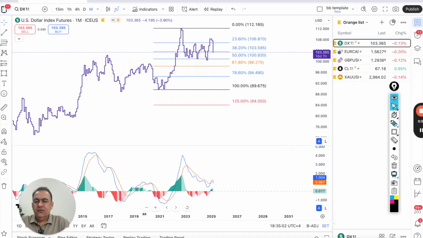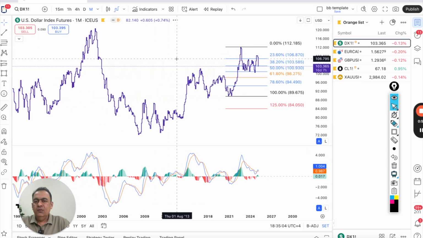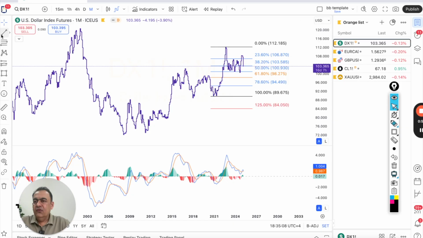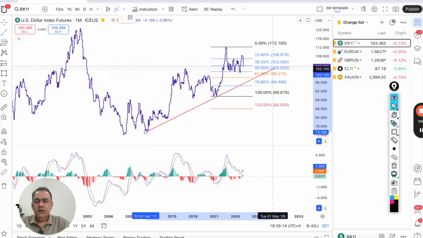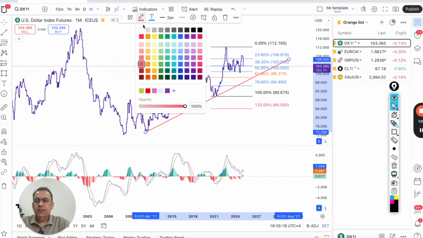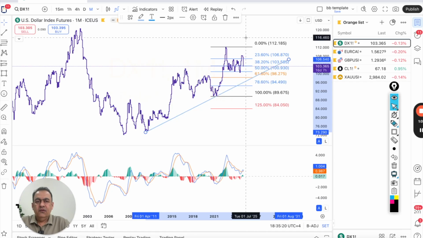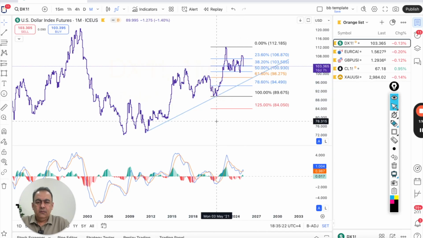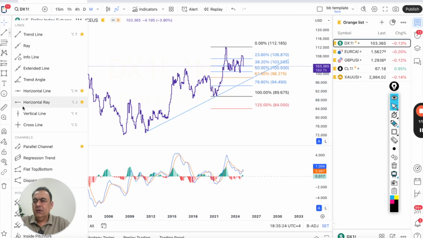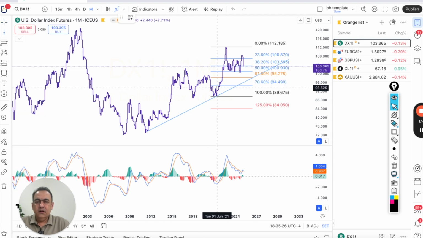Okay, so fib retracement applied. I'll zoom out and I'll also apply the rising trend line here. So first trend line, we can connect from this low, which is again aligned with the negative histogram, and I'll connect with the next higher low. So we got the first rising trend line marked, and I'll bring my vertical line on this area.